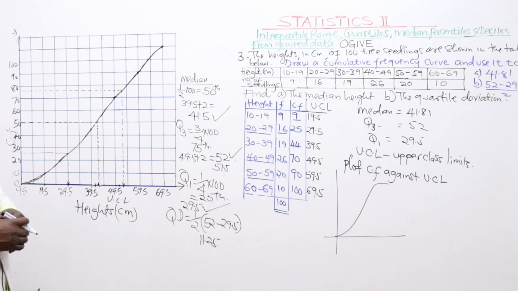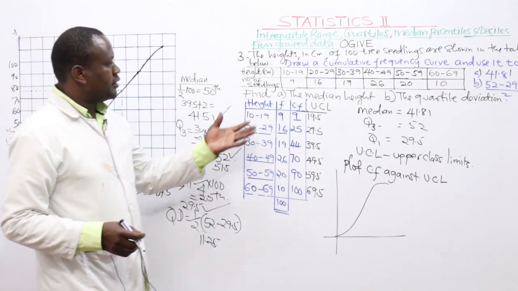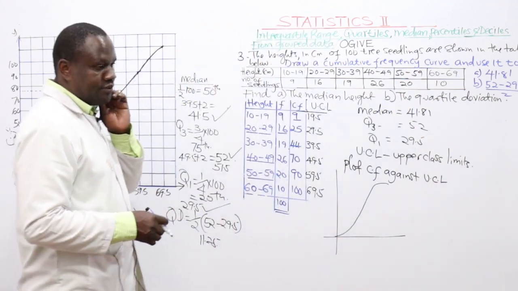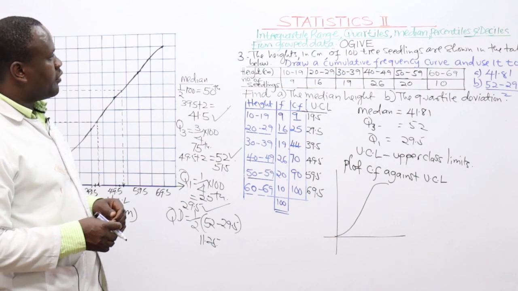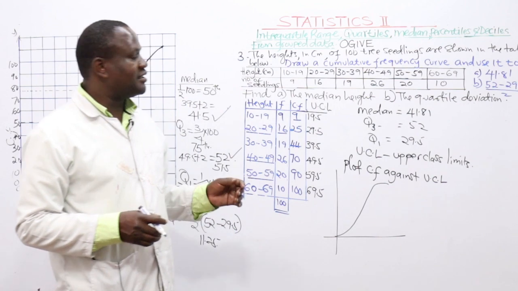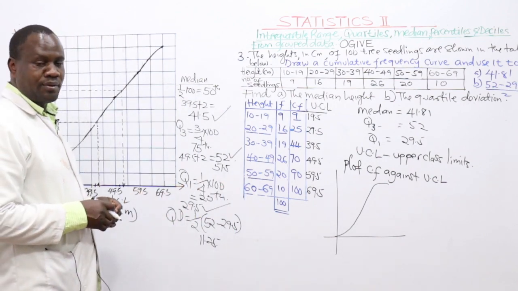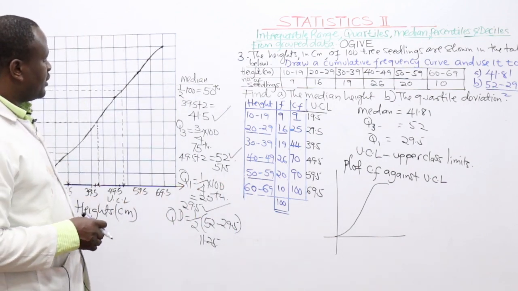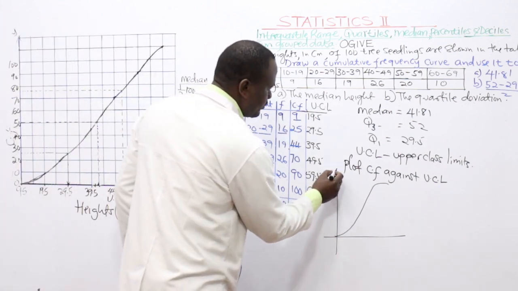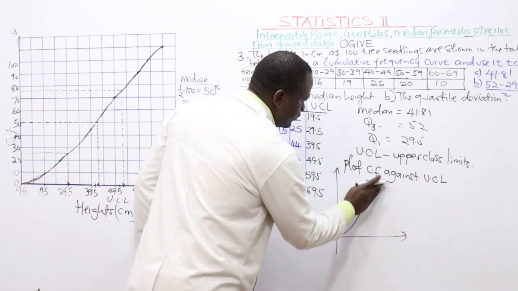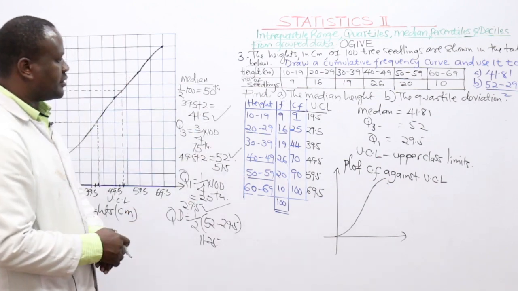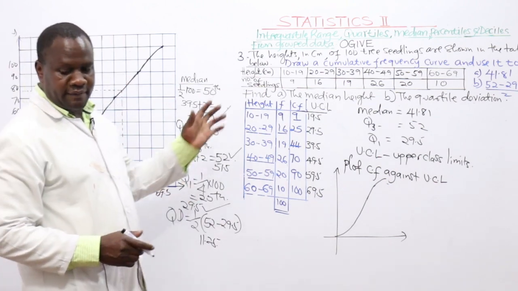So that's how we find the median and the quartiles from the frequency distribution using the cumulative frequency curve, or ogive. Remember, this is not a frequency polygon. It is a curve, so it should look something like this. So we are going to have another example.